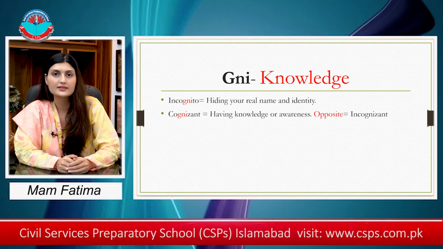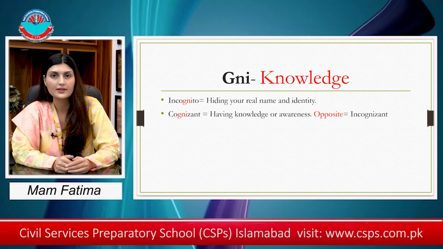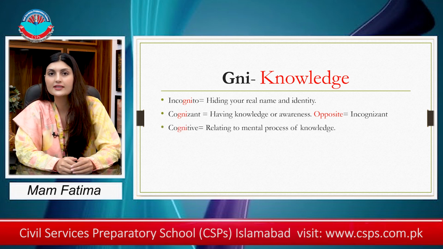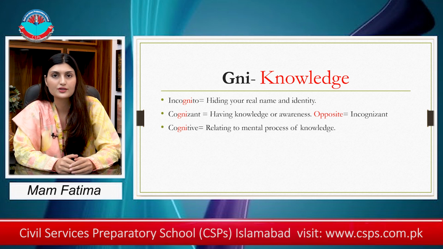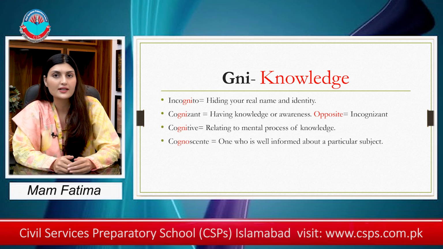Our next word is cognizant. Cognizant means having knowledge or awareness of something. Our third word is cognitive. Cognitive is related to the mental process of gaining knowledge. Our fourth word is cognoscente. Cognoscente is the one who is well informed about a particular subject.